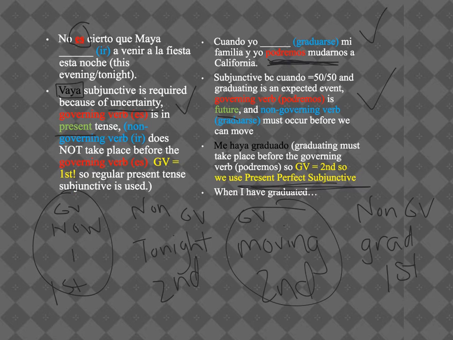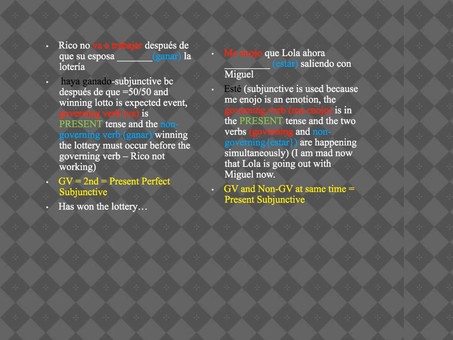So essentially it boils down to this. When you compare your two verbs, if your governing verb is first, present subjunctive. If your governing verb is second, present perfect subjunctive. Okay? Another couple of examples. Rico is not going to work after his wife wins the lottery. Okay? This would be present perfect subjunctive, haya ganado.